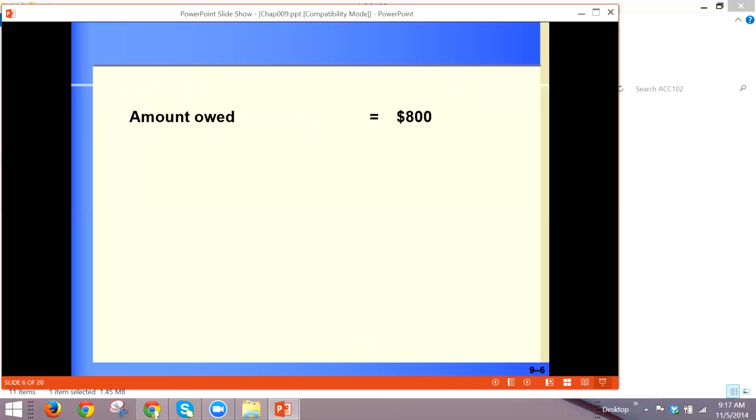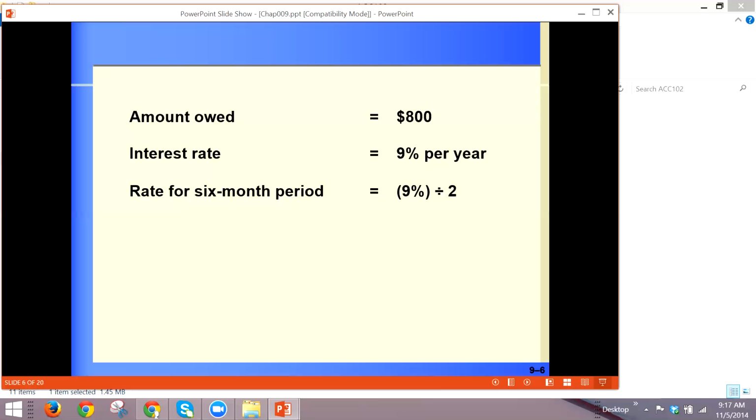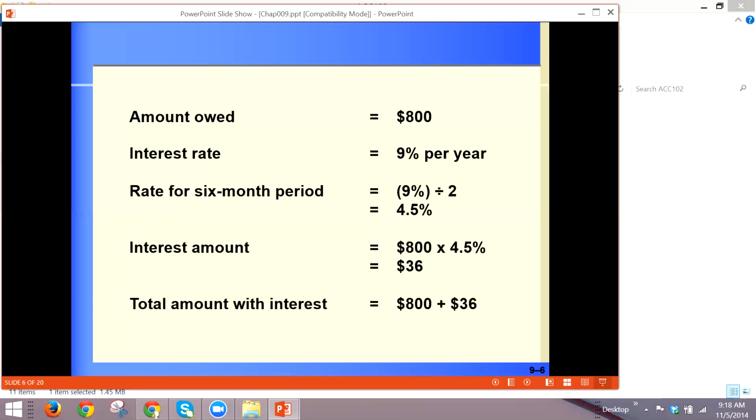So we have the amount owed of $800. The interest rate is 9% a year. So the rate for the 6-month period is 9% divided by 2. And that's 4.5%. So how do we calculate the interest at the end of this note? It's going to be $800 times 4.5%, which will be the amount of the interest, which is $36. So on the calculator, you only have to put in 800 times 0.09 divided by 2, and you will get $36. So the total amount owed at the end of the 6-month promissory note is $836.